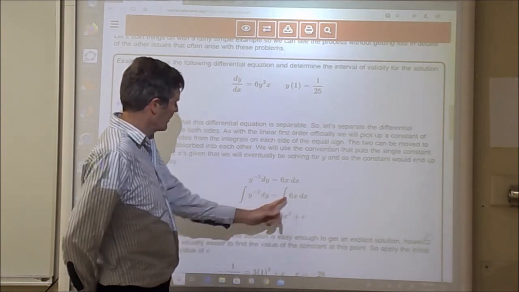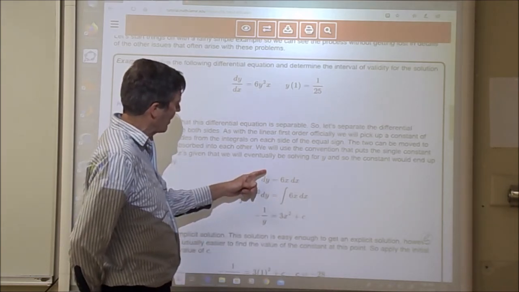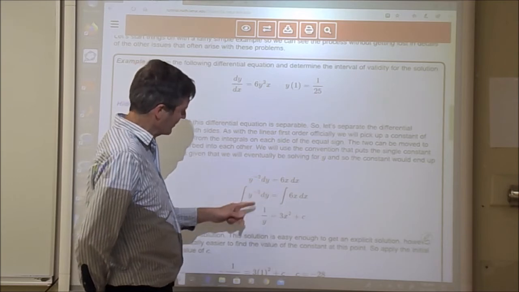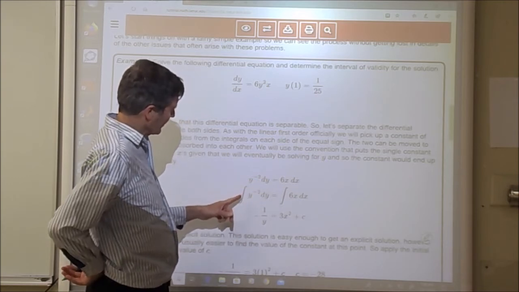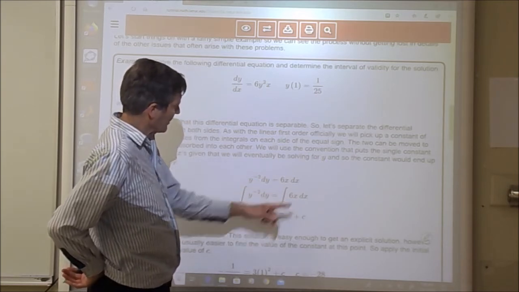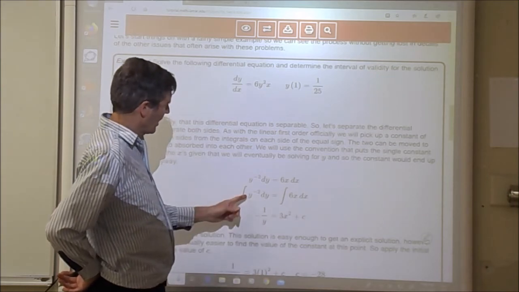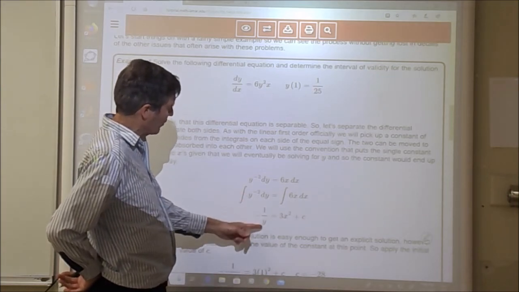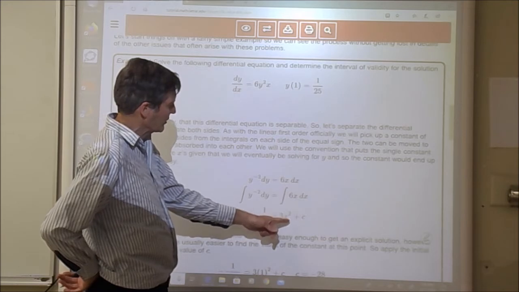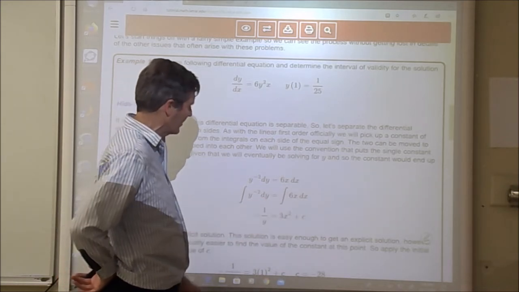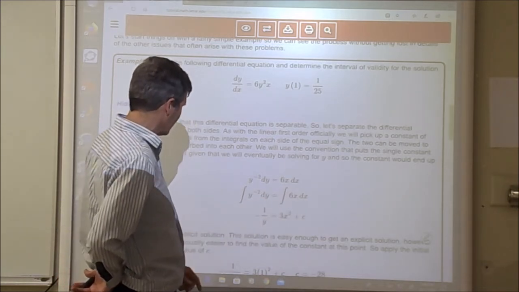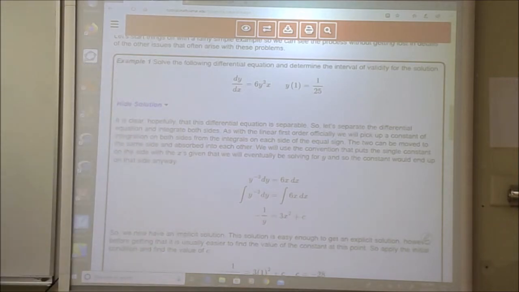Now I integrate both sides, because dy can be written as dy/dx dx, and then use substitution. So this is integral y to the minus 2 dy equals integral 6x dx. Integral y to the minus 2 is minus y to the minus 1. Integral 6x is 3x squared plus a constant from the integrations. This is the general solution set. I just have to solve for y.